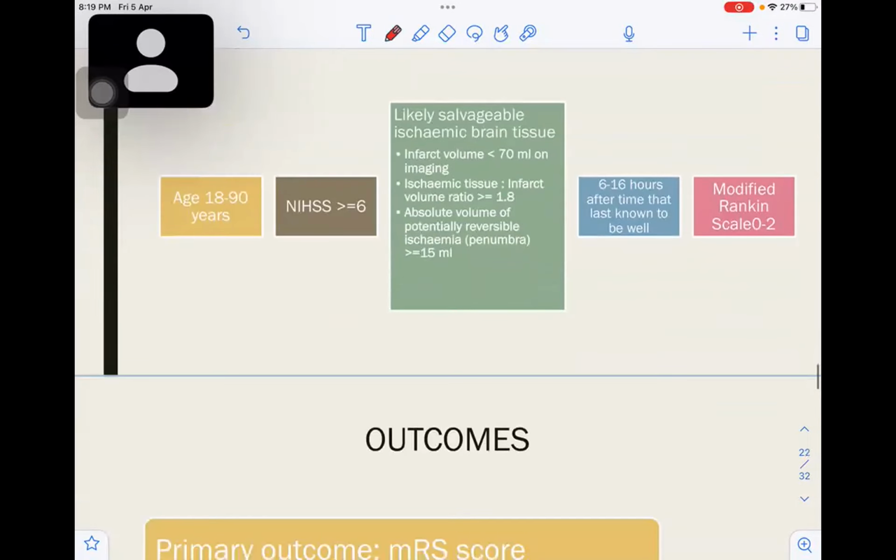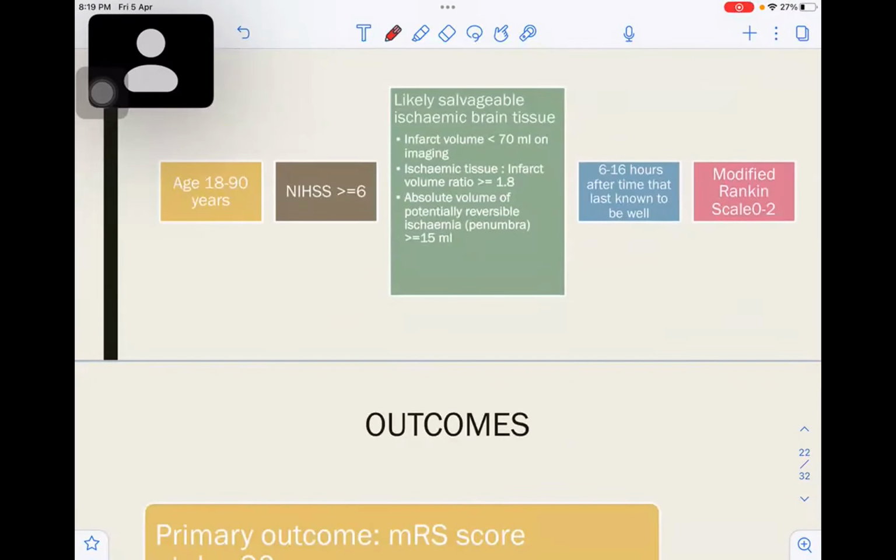So the inclusion criteria they have used is that, instead of just taking 18, they have taken 18 to 90 years of age with NIHSS of more than or equal to 6. And the timeline they have used is less than 16 hours. So from 6 to 16 hours of presentation, they can be included in this study. And the baseline modified Rankin scale they have used is 0 to 2, whereas in the DAWN trial they have used 0 to 1. So they have taken much more disabled patients also in this.